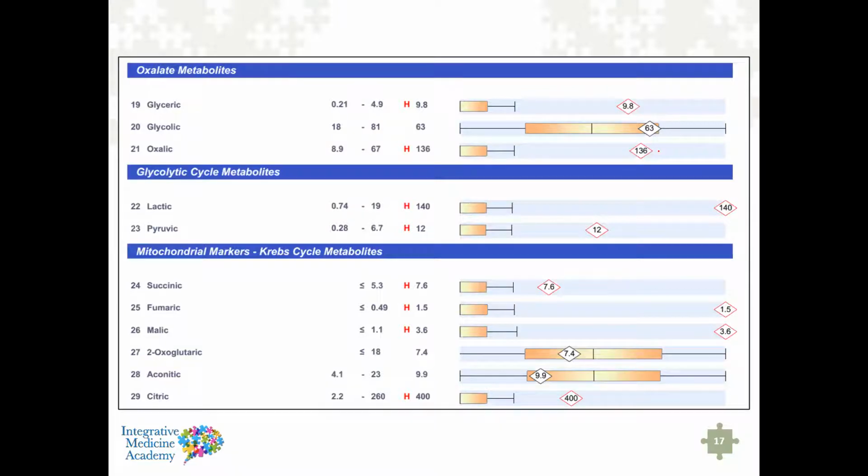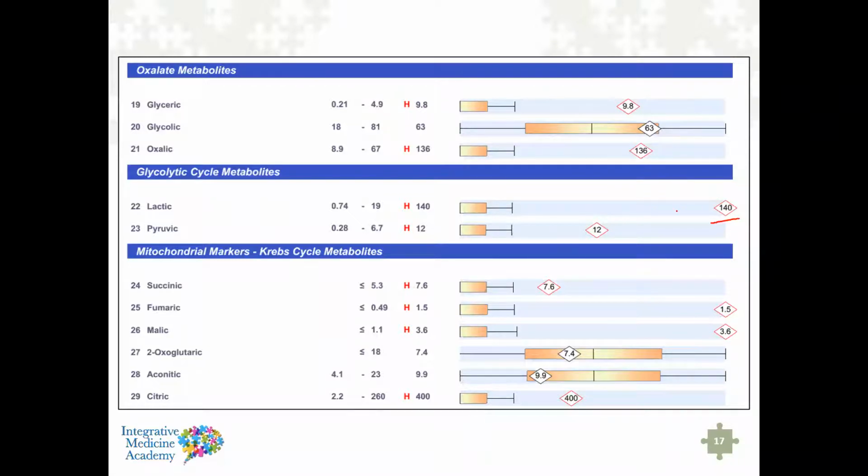Oxalates play a huge role in creating pain in the body: arthritic pain, skeletal pain, connective tissue problems, and long-term, things like kidney stones as well. Here we can see lactic acid being elevated.